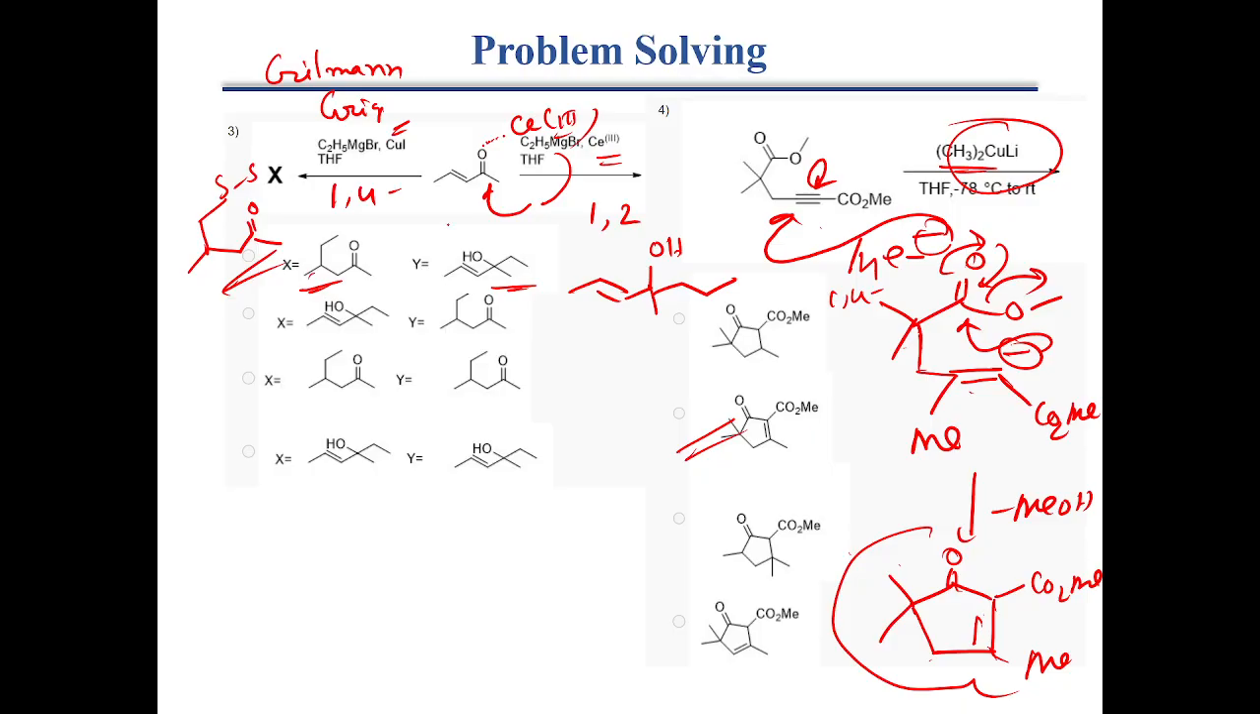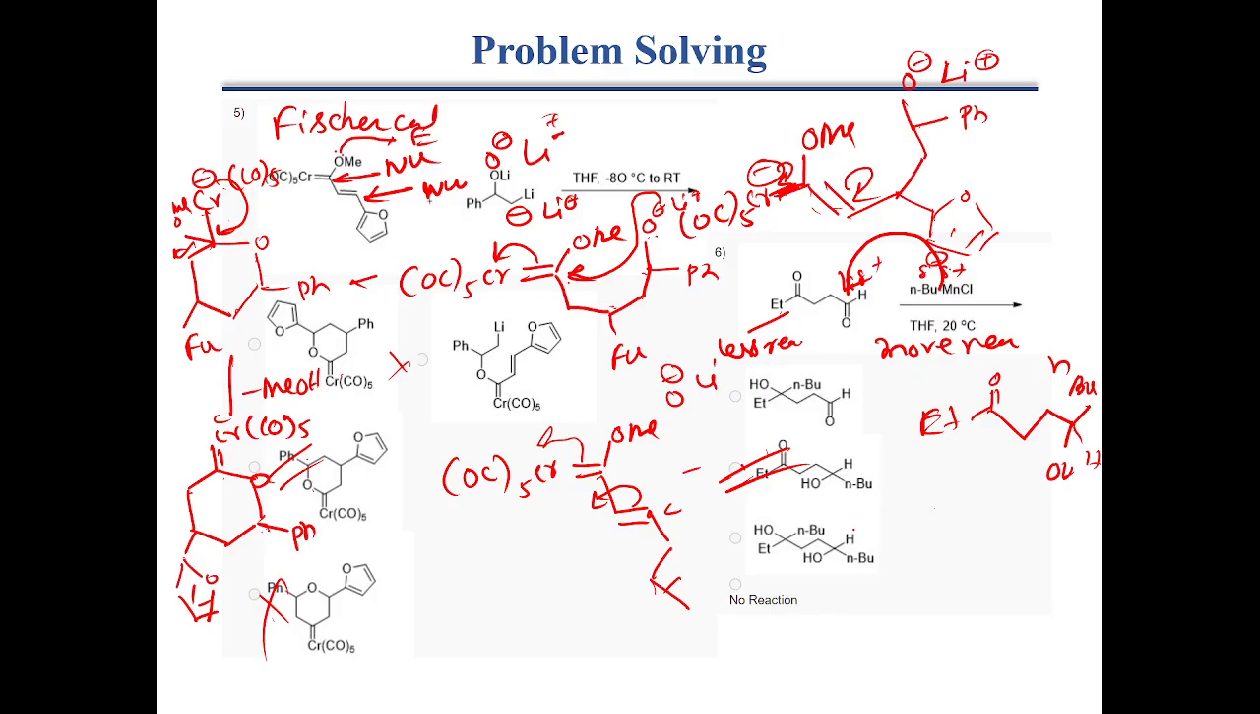The next question is also 1,4 attack and then 1,2 attack. In presence of copper and ethyl magnesium bromide, 1,4 attack happens. In presence of ethyl magnesium bromide and cerium, 1,2 attack happens. Cerium forms a complex with the oxygen, due to the Lewis acidic behavior of the cerium, so it favors the 1,2 attack. And copper, due to the soft interaction, favors the 1,4 attack. Also the dimethyl copper and lithium: this is also 1,4 attack followed by the trapping of the negative charge with the ester, giving this cyclopentene.